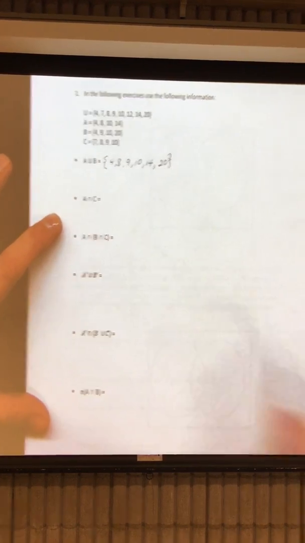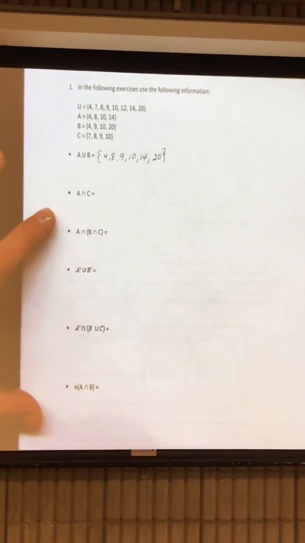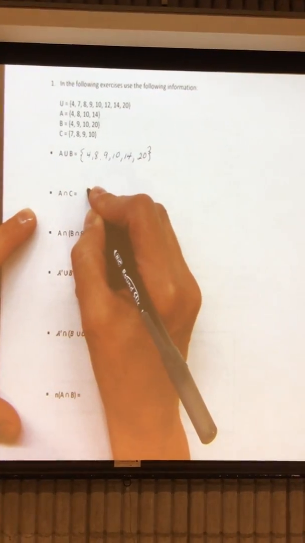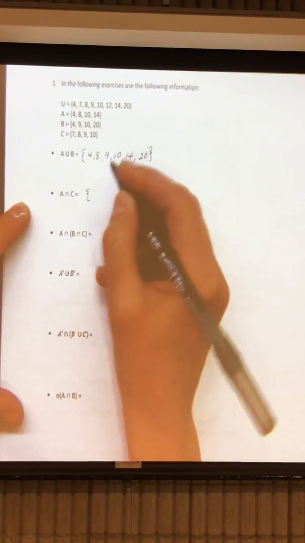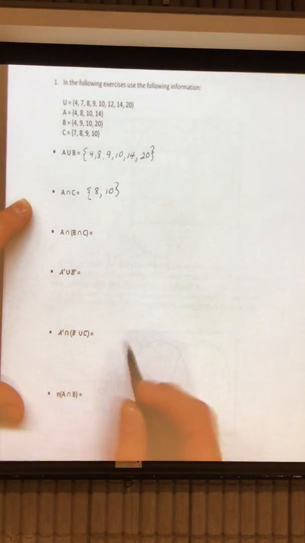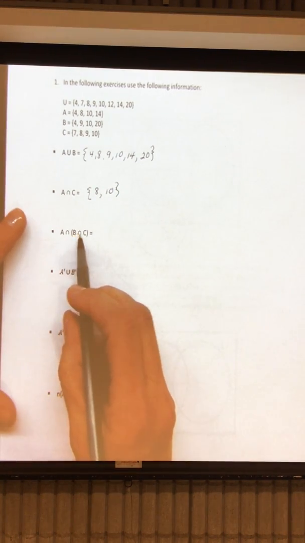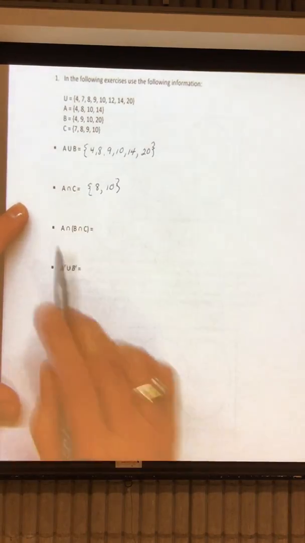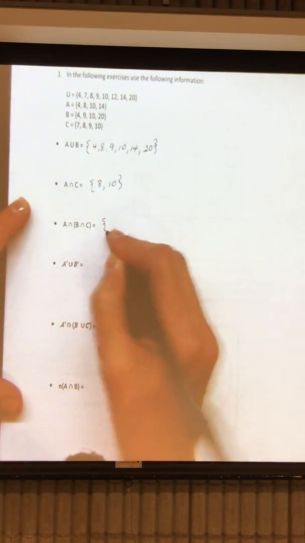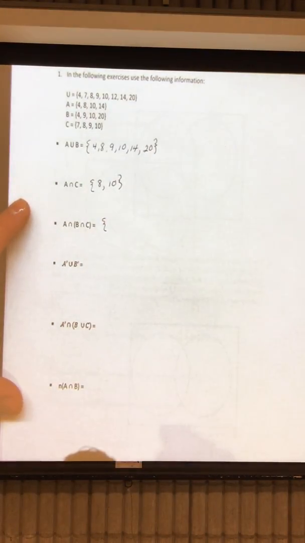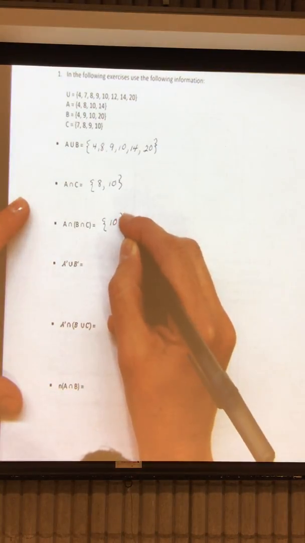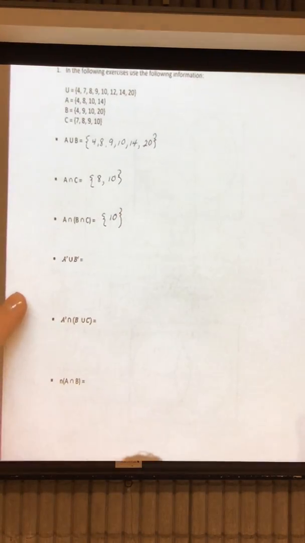Second one, we have A and C. So A and C means the intersection of A and C. And the intersection of A and C are the elements 8 and 10. The third one here we have B intersection C and intersection A. In other words, what are the elements or element that are in all three? And the element 10 is the element that is in all three.